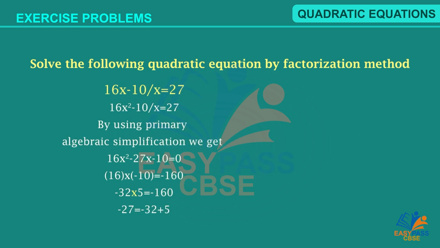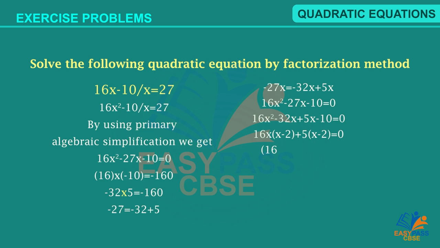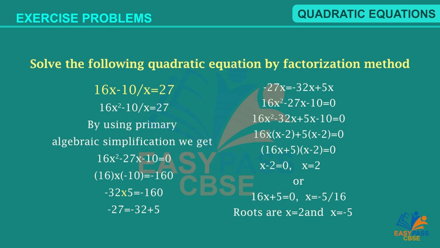So, minus 27x is split into minus 32x plus 5x. So, we have 16x squared minus 32x plus 5x minus 10 is equal to 0. From the first two, we can take 16x common. We have x minus 2. From the third and fourth, we take 5 common. We have x minus 2. Therefore, 16x plus 5 times x minus 2 is equal to 0. Therefore, we have x is equal to 2, or x is equal to minus 5 by 16.